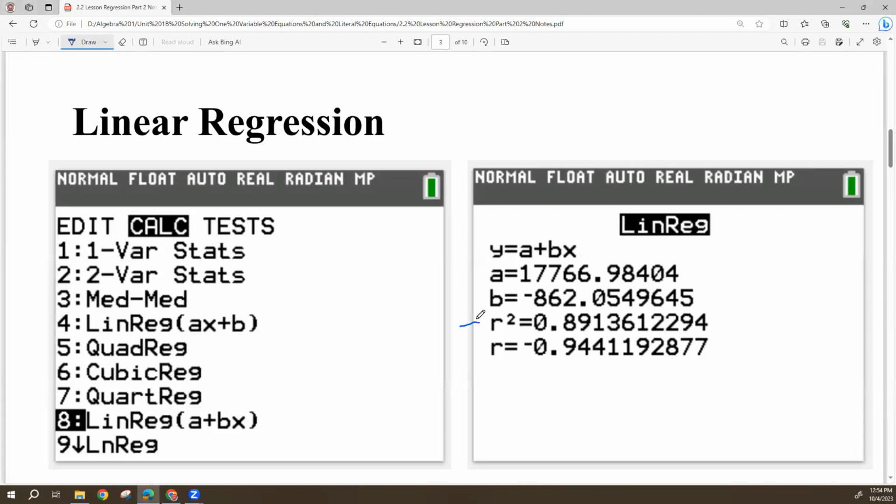But we haven't talked about this value yet, R squared. And in the calculator, it's a lowercase r, but when we're writing about it and we're talking about it, it's actually a capital R, R squared. And this decimal, we actually will convert to a percentage. So R squared for this is 89.14%.